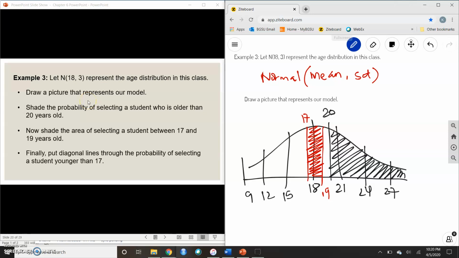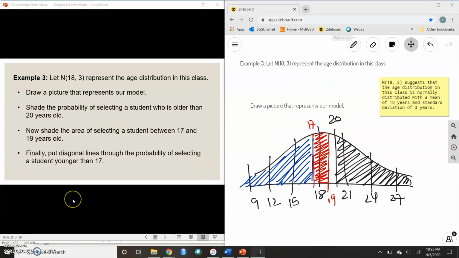Finally, we want to shade the area that corresponds to selecting a student who is younger than 17. Here I've marked 17 already, but we're looking for the area or the probability of selecting a student who is younger than 17. So we're going to be shading to the left this time. Everything that I've shaded in blue right here will correspond to the probability of selecting a student who is younger than 17. So sketching the curve, labeling it with the proper values, and shading it is the first step for us to do in order to find probabilities.